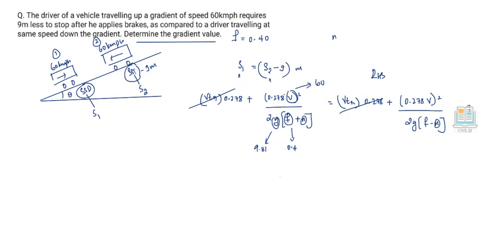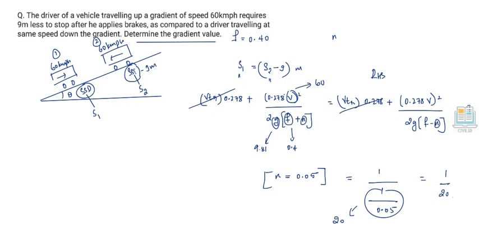Simplify this. We will get the value of n as 0.05, or this can be written as 1 divided by 0.05, and 1 divided by 0.05 is nothing but 20, which is 1 in 20. You can call it the gradient value. This is just a common simplification, because if you simplify this back again, it will go up as 0.05 itself. 1 in 20 gives you 0.05 itself.